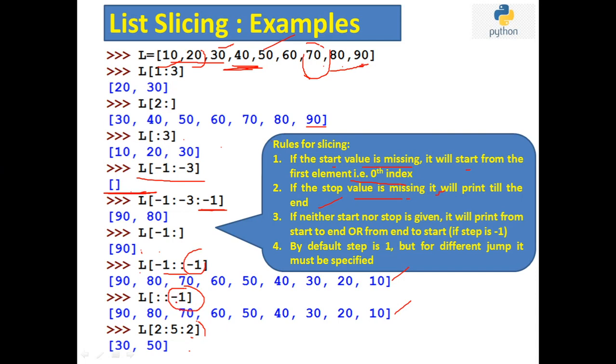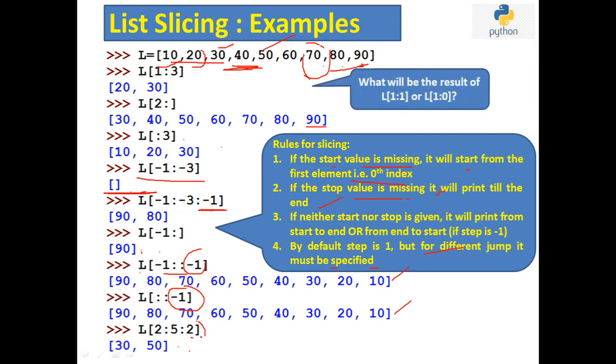If I do not give anything, only colon colon, it will print from start to last. By default it is taking step 1. By default step is 1, but for a different jump it must be specified. That means other than 1, everything should be mentioned as step, otherwise it is not recognizable.